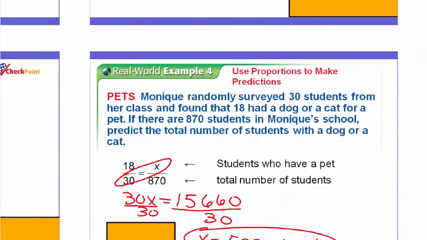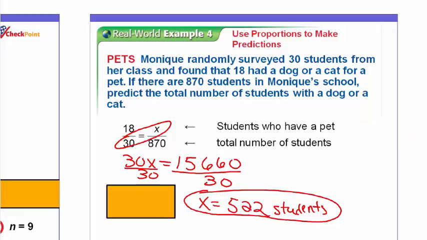Here's a word problem now. There are multiple correct ways that you can set up the word problem. You just have to be consistent about how you set it up. Here, when I'm setting it up, I'm going to put the students who have pets on top and the total number of students on the bottom.